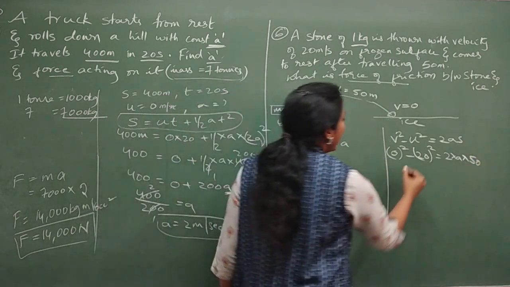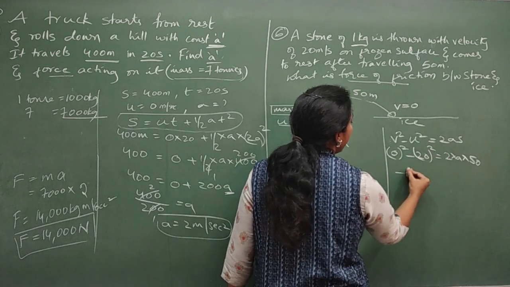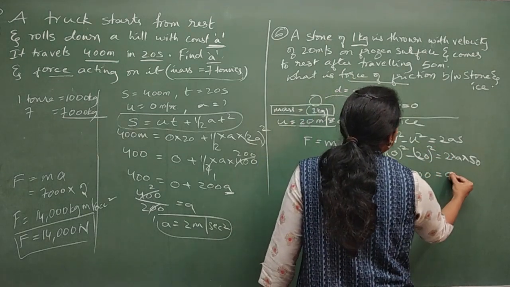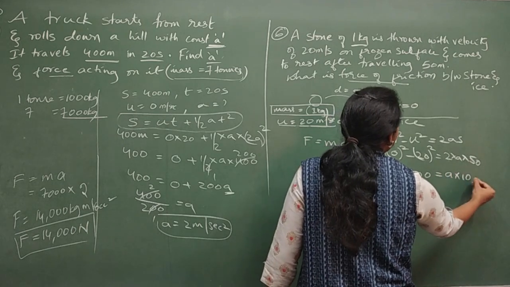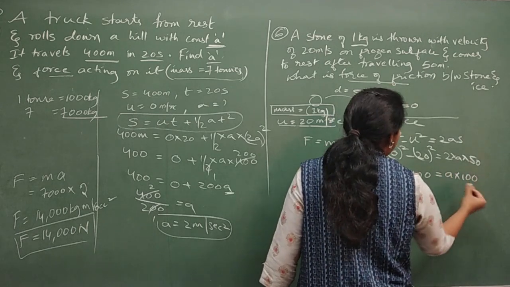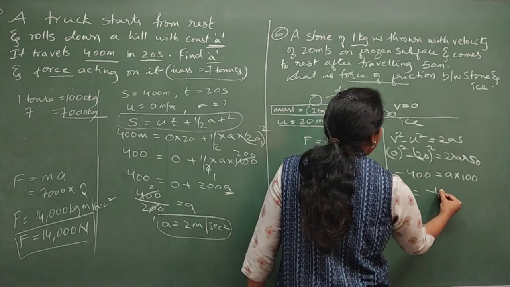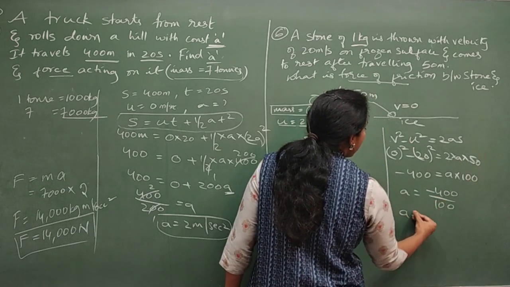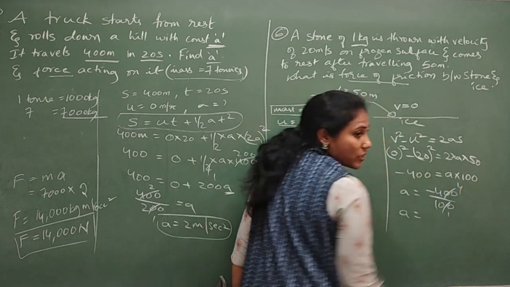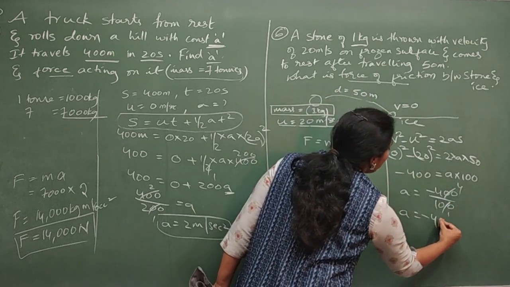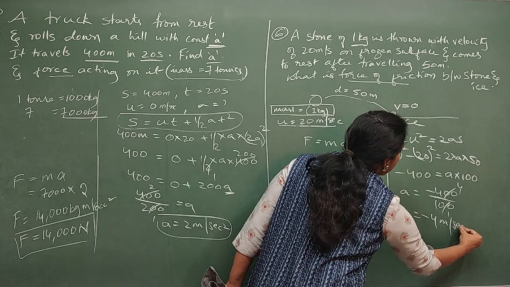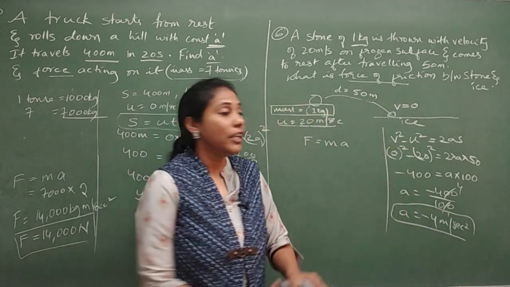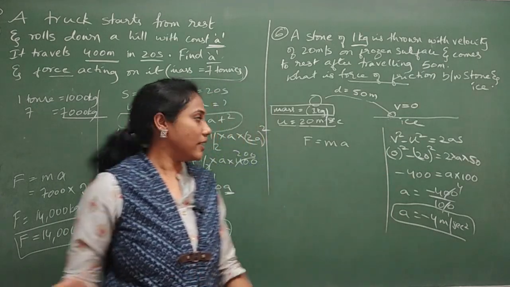So now how do you calculate? Minus 20 square is minus 400. Minus 400 is equal to a into 2 5s are 10, right? So it is 100. So a is equal to minus 400 divided by 100, if you do. This is 1s are, this is 4s are, right? So minus 4 meter per second square, right? See, acceleration is a negative value. You have got a negative acceleration here, right?